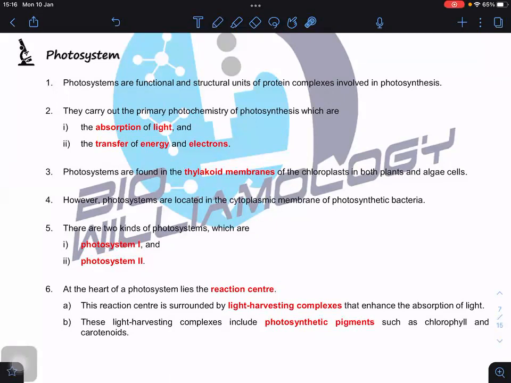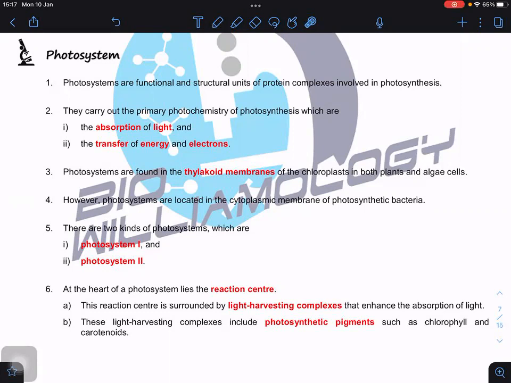So photosystems are found in the thylakoid membrane. As I said, we learned about these thylakoid membranes of the chloroplast. However, photosystems are located in the cytoplasmic membrane of photosynthetic bacteria. Highlight number 4. Because bacteria do not have chloroplasts. Always remember, cyanobacteria can carry out photosynthesis, but they do not have chloroplasts. Chloroplast is only for eukaryotic cells. This question will always come out in your exam: compare between prokaryotic cell and eukaryotic cell. Students always think that photosynthetic bacterial cells have chloroplasts, which is wrong.